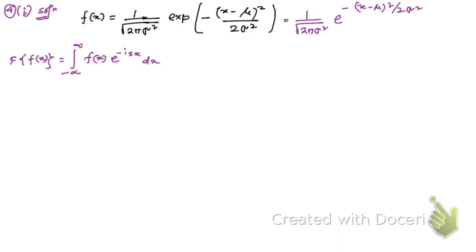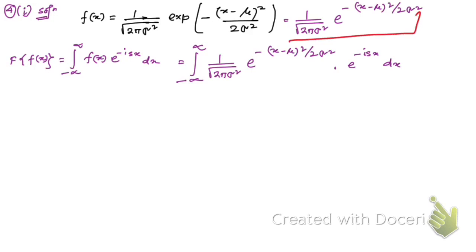So here it is the integration from minus infinity to plus infinity, and f of x is this. We can put this in place of f of x, then e to the power minus isx dx. So this is our f of x that we have used here. Hope you have understood this. Now this part is a constant, so it can be taken outside the integral.